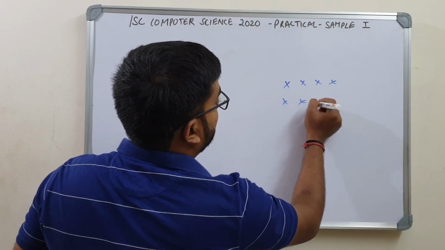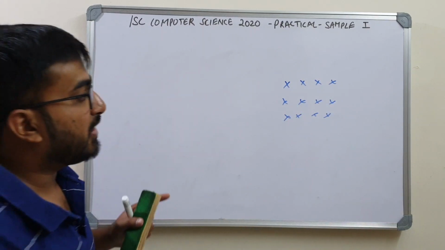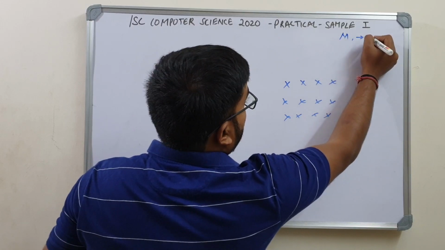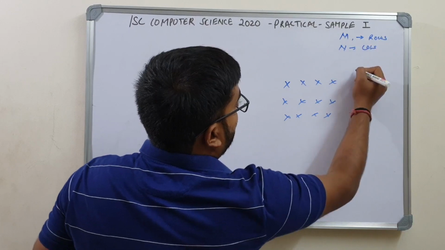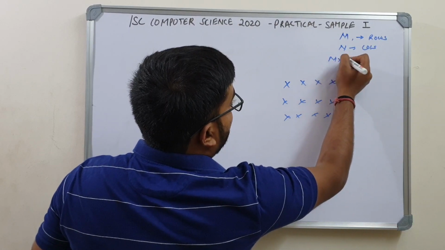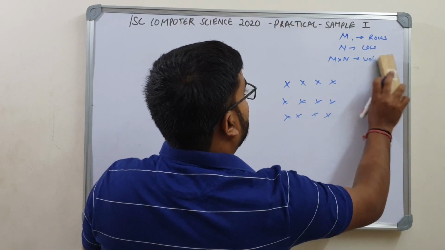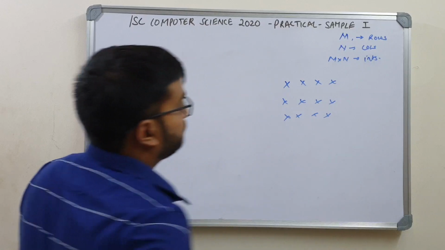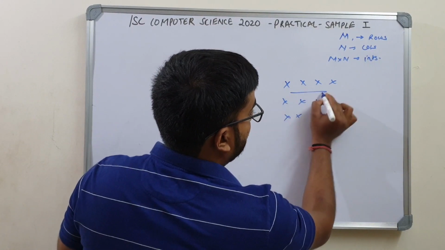So the inputs that you need to take are m, that is the number of rows, n, that is the number of columns, and then read in the values, m into n values, integers. Now what you have to do is find the sum of each row.